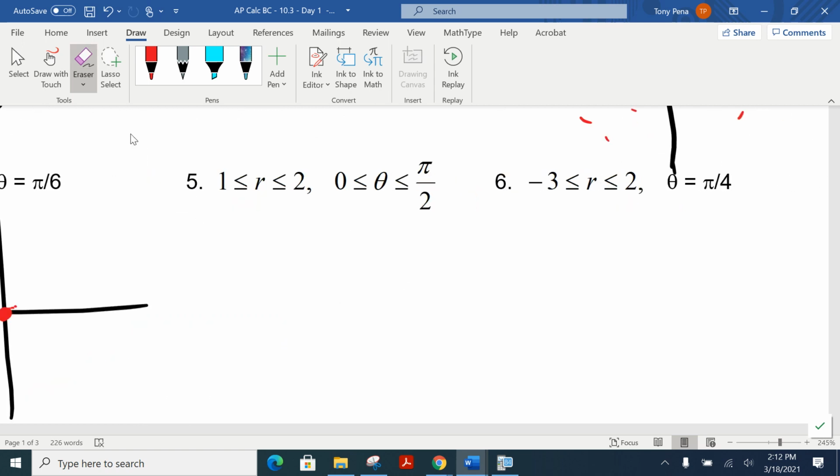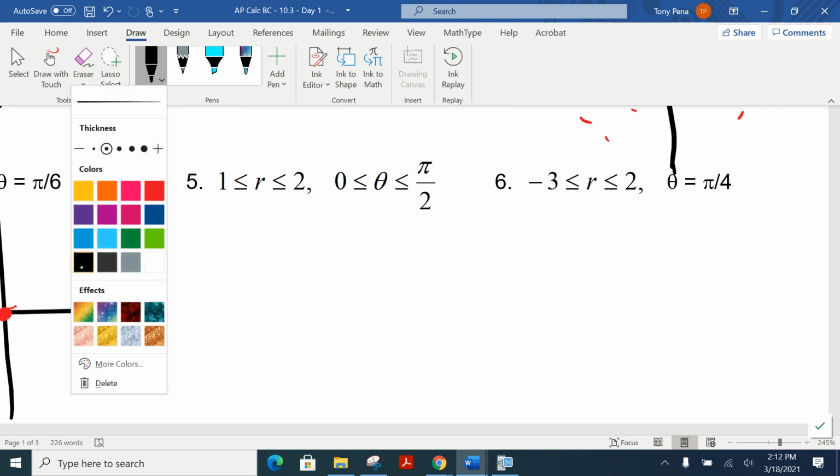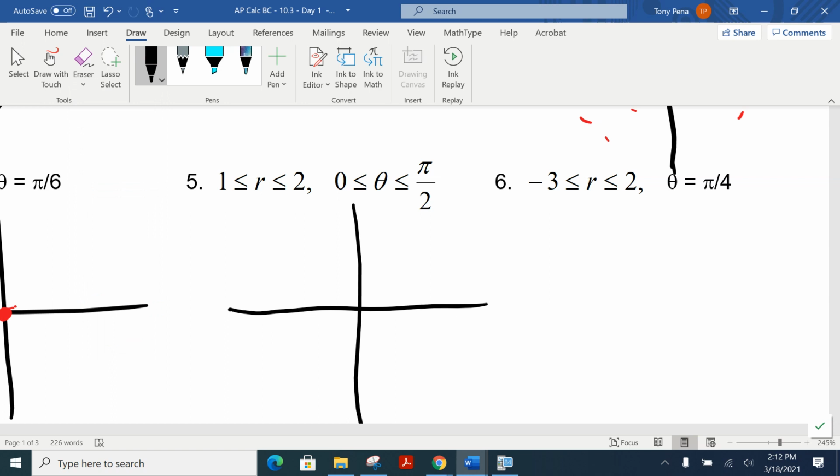Okay, 5. Do 5. This one you should be able to do and be able to say a name of. It's easy ways to describe this one.